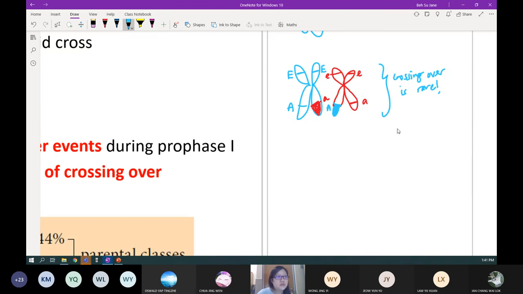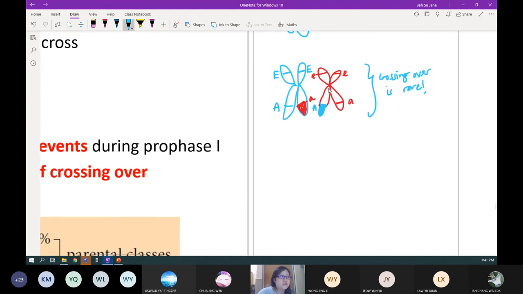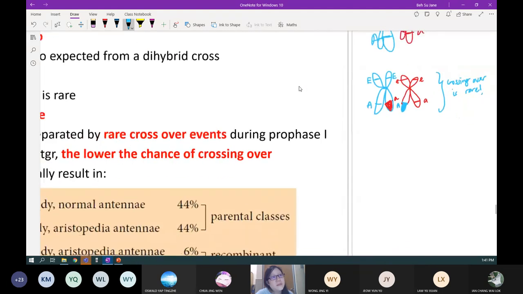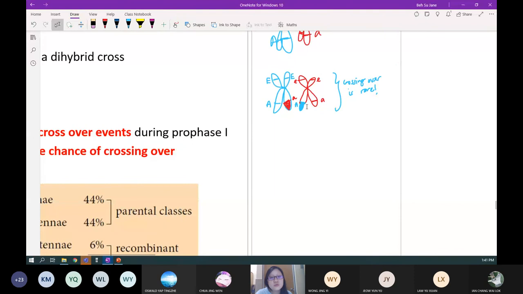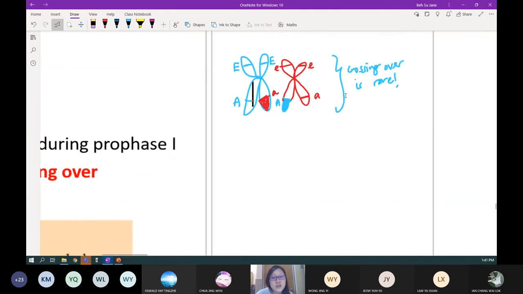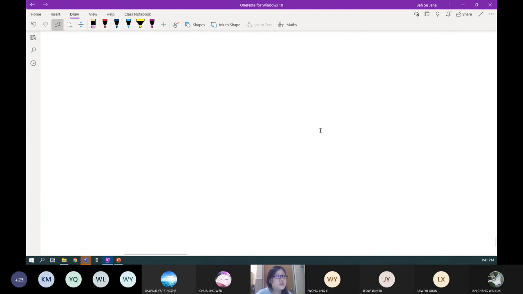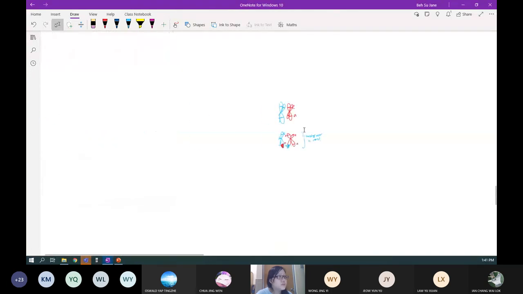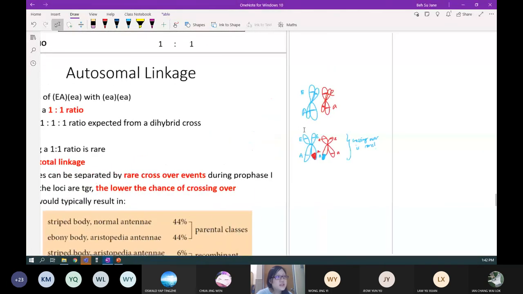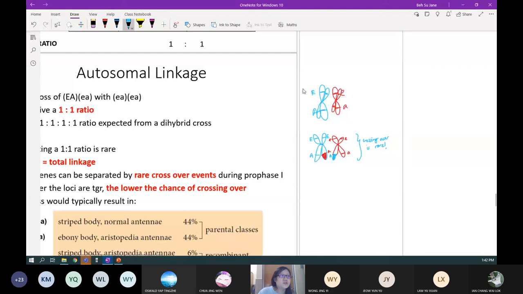What causes crossing over? You can go and read meiosis 1. Meiosis 1, remember? We learned it last week, through video. Crossing over is random too, so it could happen at any part of the chromosome, really, or any arm. Crossing over happens between the non-sister chromatids. All right. So this is no crossing over.